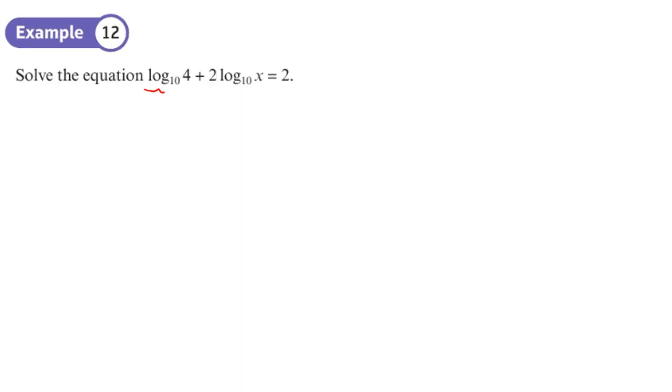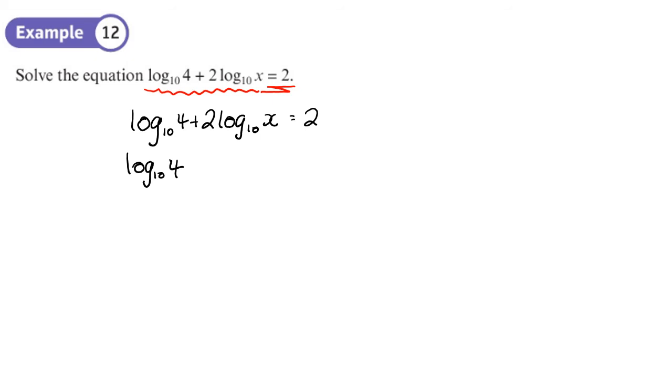Right, so we've got this equation we want to solve. What we're going to do is use the rules of logs to put this all together. So you've got log base 10 of 4 plus 2 log base 10 of x equals 2. So I'm going to move the 2 so that it's the power, so it becomes x squared. That allows me to put these two logs together as a single one, log to the base 10 of 4 times x squared equals 2.